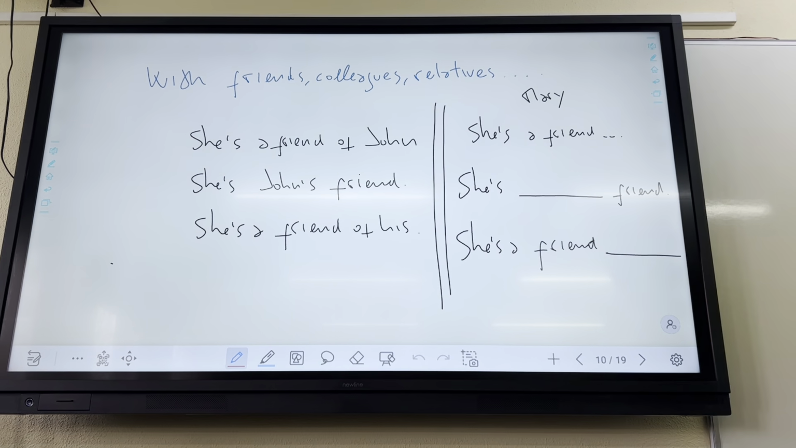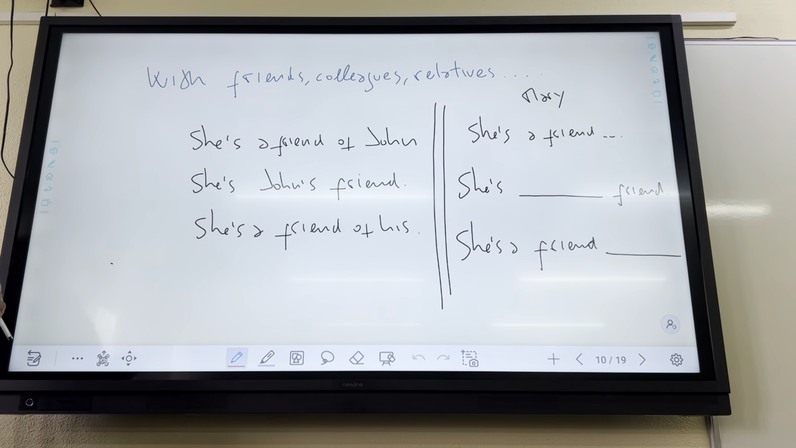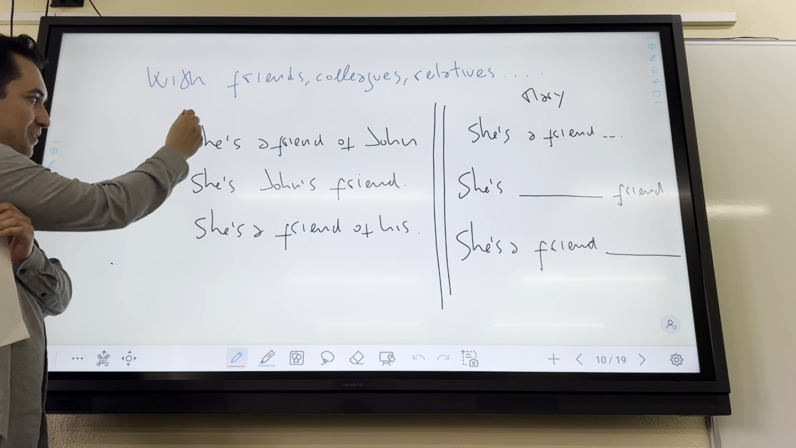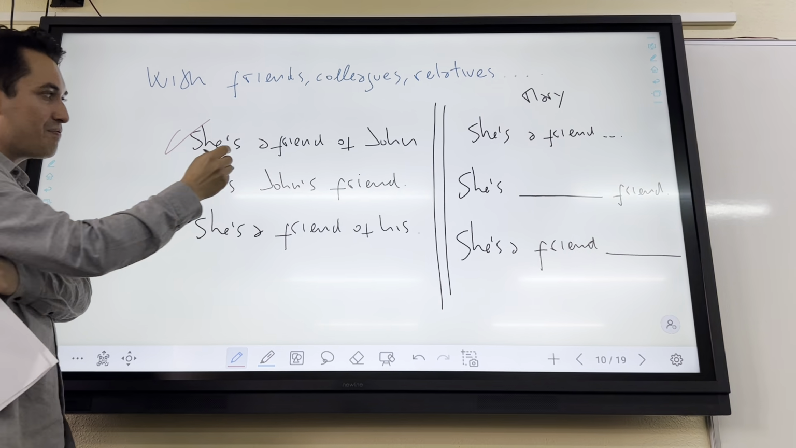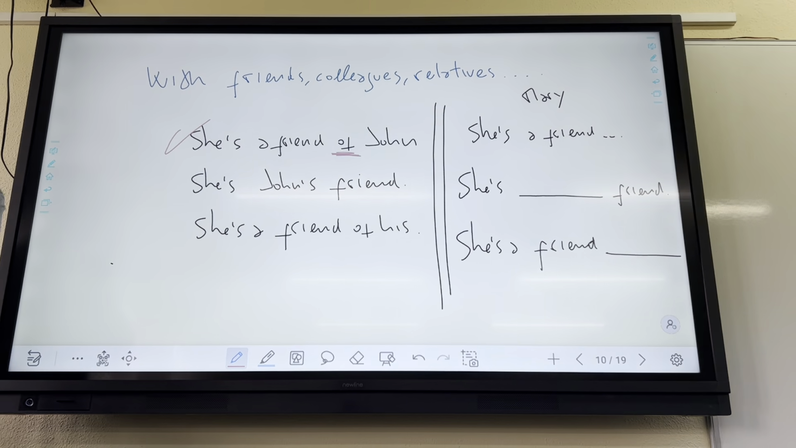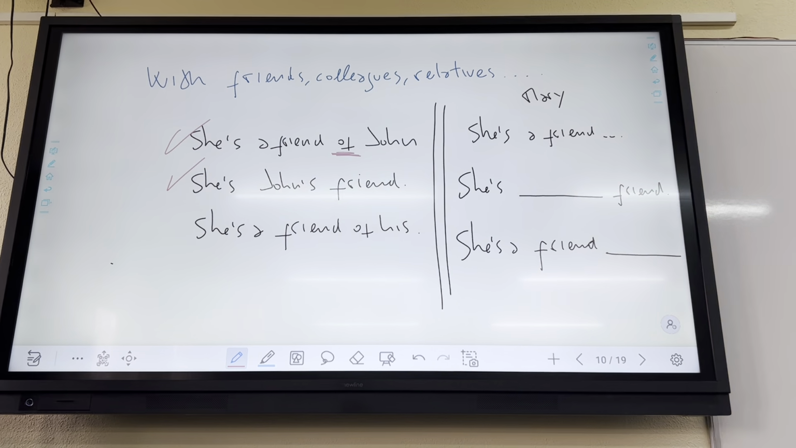All right, with friends, colleagues, relatives. She's a friend of John. Sounds good to you or bad? Sounds good, yeah? A friend of John. She's John's friend. Sounds good to you? Correct. Gabriela's instinct, right on the spot. She's a friend of his. Sounds good to you or not?